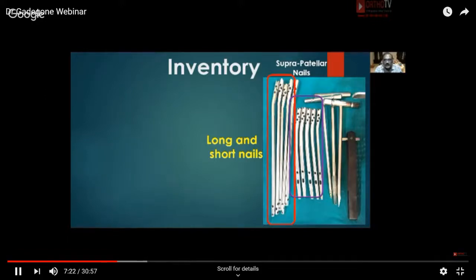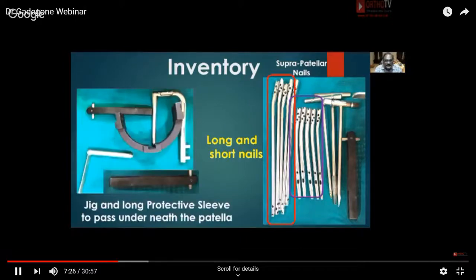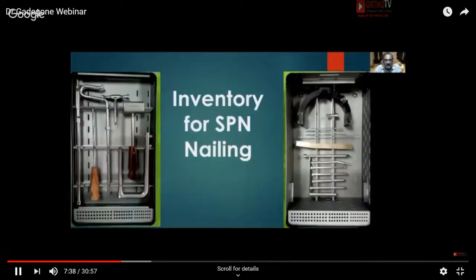Therefore, you can also use a short nail which is available. The jig is different from the infrapatellar nailing because it requires a jig and long protective sleeve to pass underneath the patella. And these are all other inventories required in the suprapatellar nailing that are required in the normal nailing process.